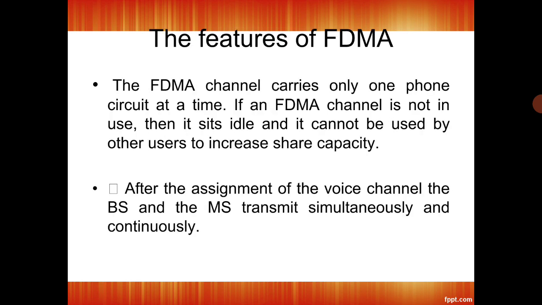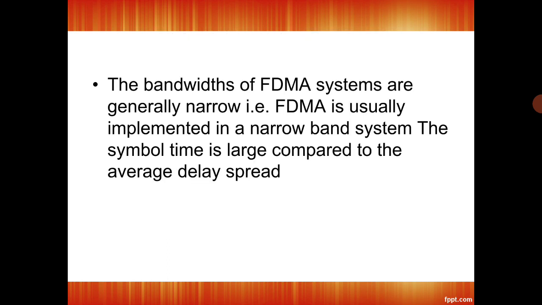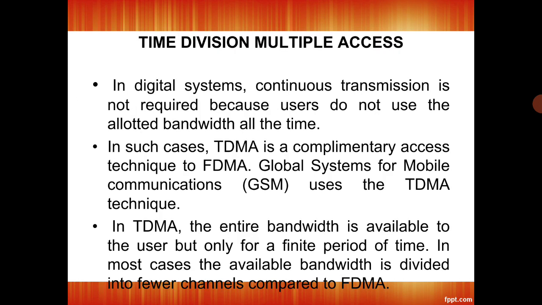The features of FDMA: an FDMA channel carries only one phone circuit at a time. After assignment of the voice channel, the base station and mobile station transmit simultaneously and continuously. The bandwidth of FDMA systems is generally narrow. FDMA is usually implemented in narrowband systems. The symbol time is large compared to the average delay spread.